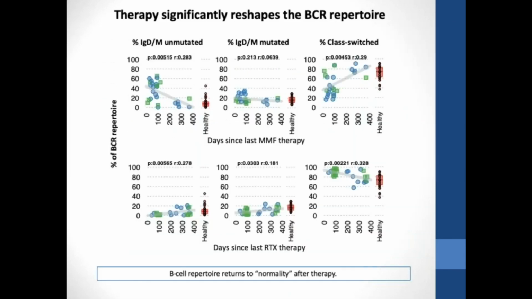And indeed, we can look at the effect of therapy over time. The time since last MMF therapy correlates quite strongly with an increase in class switch BCRs, and there is an inverse relationship with rituximab therapy. So the B-cell repertoire does seem to return to normality, according to these measures, after approximately a year.